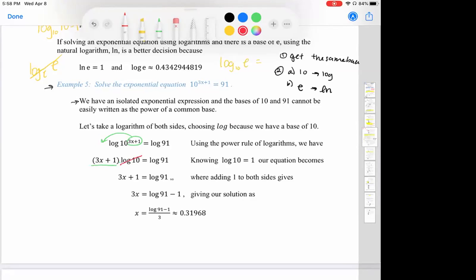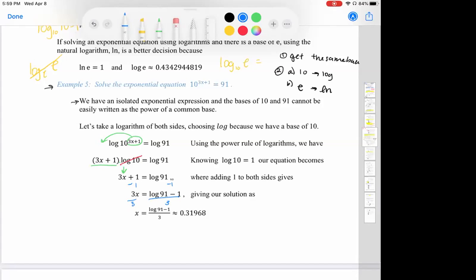Now, if you're ever unsure, remember, think, what is our goal? Our whole goal is to get x by itself. That's what we want. All right, so let's go ahead and subtract one, that makes 0, minus 1. And then we want to divide by 3. So we're left with x is equal to log of 91 minus 1 divided by 3.